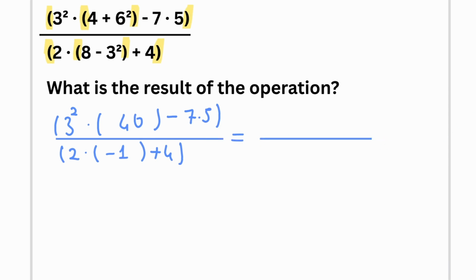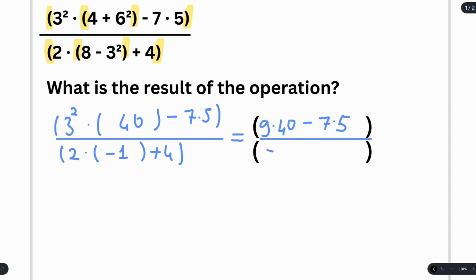Now let's first do the multiplication. We have 2 multiplications here. You should first start from the exponent. Exponent is 3 times 3, which is 9, times 40 minus 7 times 5. At the bottom we have 2 times -1. Positive times negative is negative, and 2 times 1 is 2. So the answer is -2 plus 4.